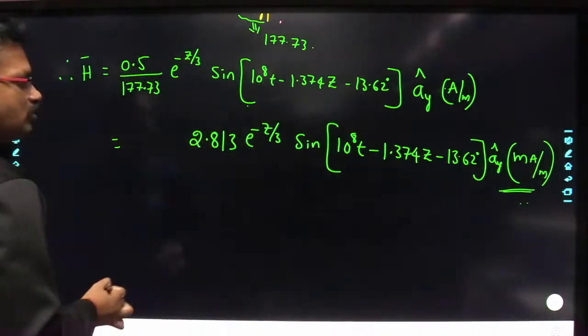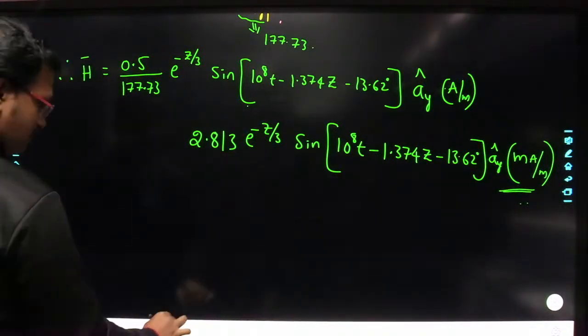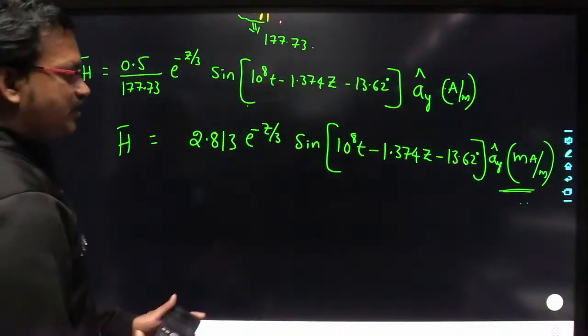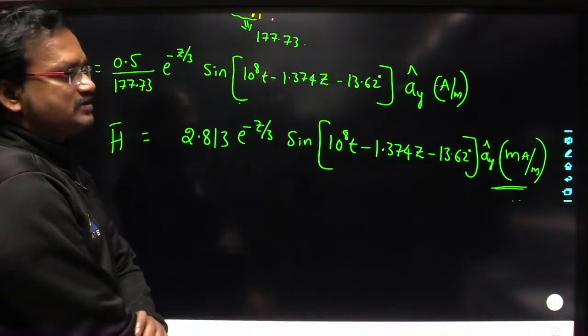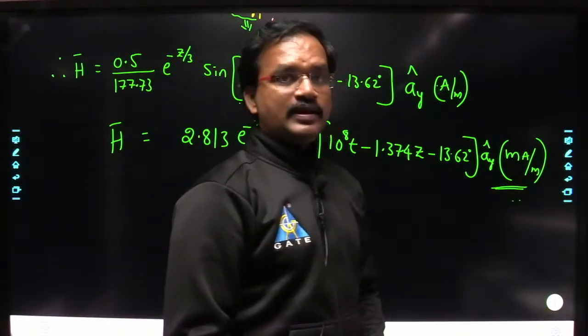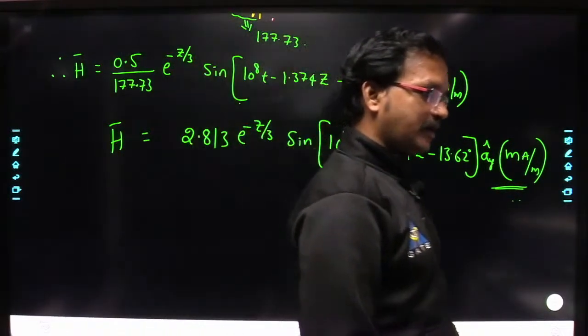So 2.813 into e power minus z by 3 into sine of 10 power 8t minus 1.374 z minus 13.62 degrees AY cap, milliampere per meter. So this is the way to determine the H field.